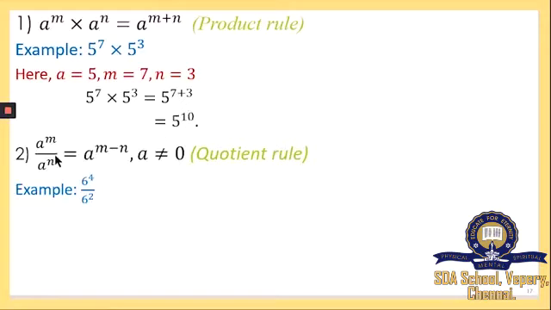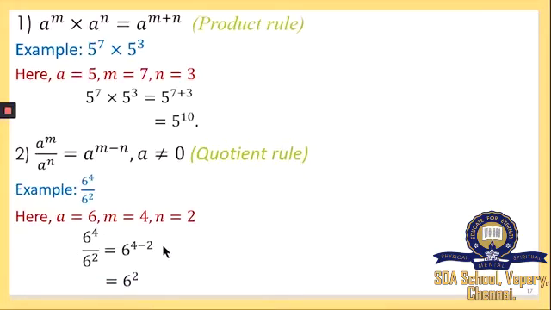The second law is a power m divided by a power n equals a power m minus n, provided the condition a should not be equal to 0. Here the example given is 6 power 4 divided by 6 power 2. Here a value is 6, m value is 4 and n value is 2. Applying this law, we get a is 6, right, and m is 4, minus n is minus 2. So 6 power 4 minus 2. So the answer will be 4 minus 2 is 2.